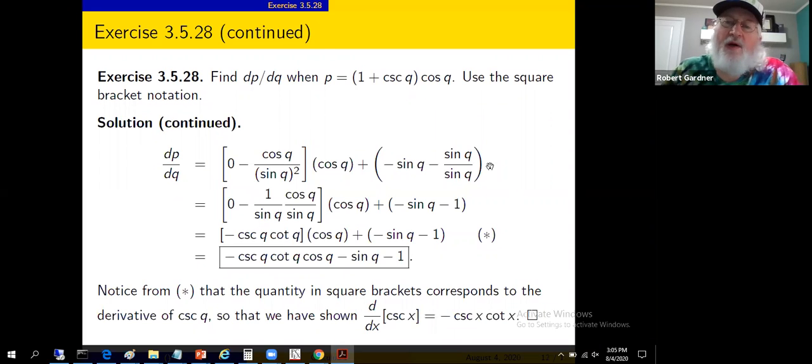So here's where we left off. We'll cancel these. Assuming sine q isn't 0, that's still implied by some information that's over here, so we still have that information. So we'll cancel there to get a minus 1. Let's take this cosine q over sine squared q and write it as 1 over sine q times cosine over sine q. I still got sine squared in the denominator, right? Right. Okay, I got my reasons for doing that.